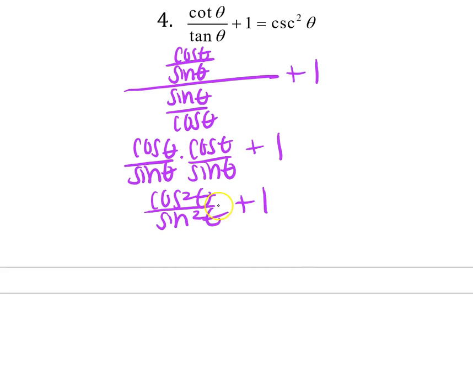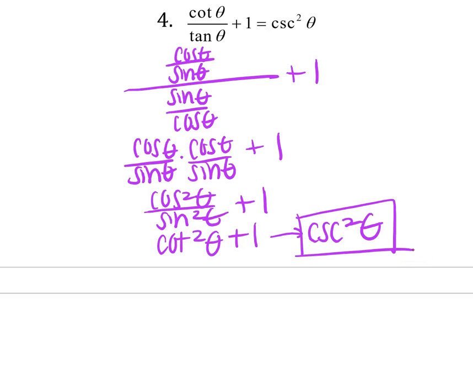So I've got 1 plus, so what is cosine squared theta divided by sine squared theta? Well, that would be cotangent squared theta, which is what I wanted above. So cotangent squared theta plus 1 is cosecant squared theta, which is where I was trying to go with this. All right.